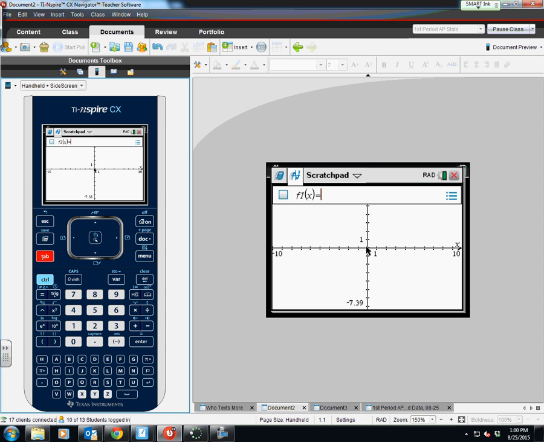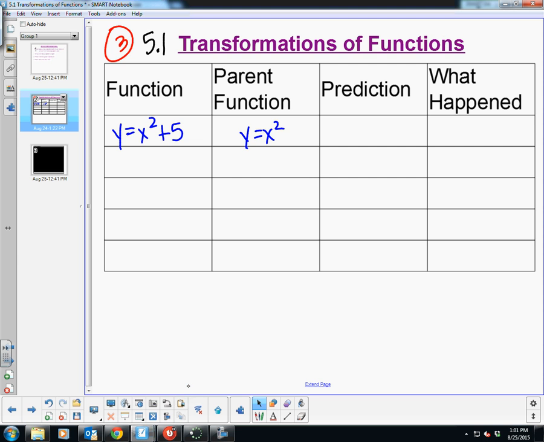Tab. Okay, so let's enter the parent function of x squared so we see that's a parabola at 0,0. We learned about those all last year. Now let's enter the new one, so hit tab, and let's enter x squared plus 5. What happened to it? Went up 5. Shifted up 5. So who was correct on their prediction? Awesome. It shifted up 5.